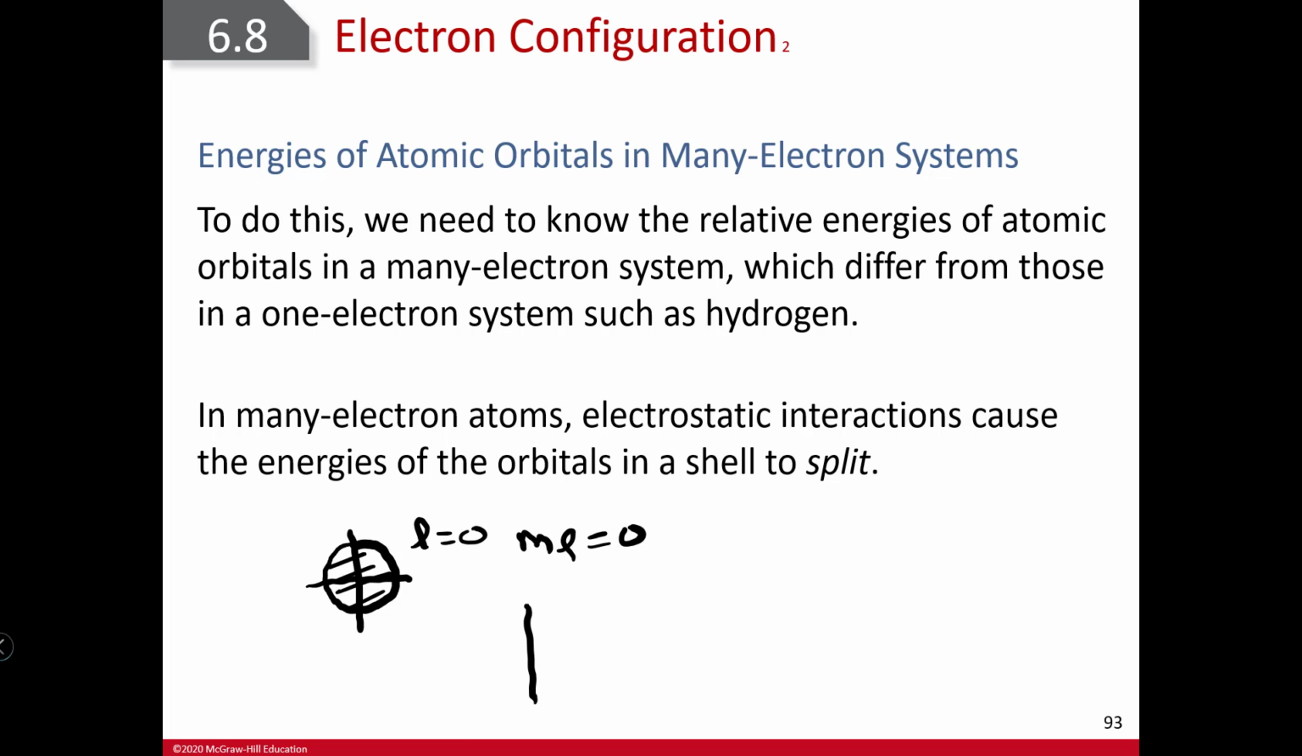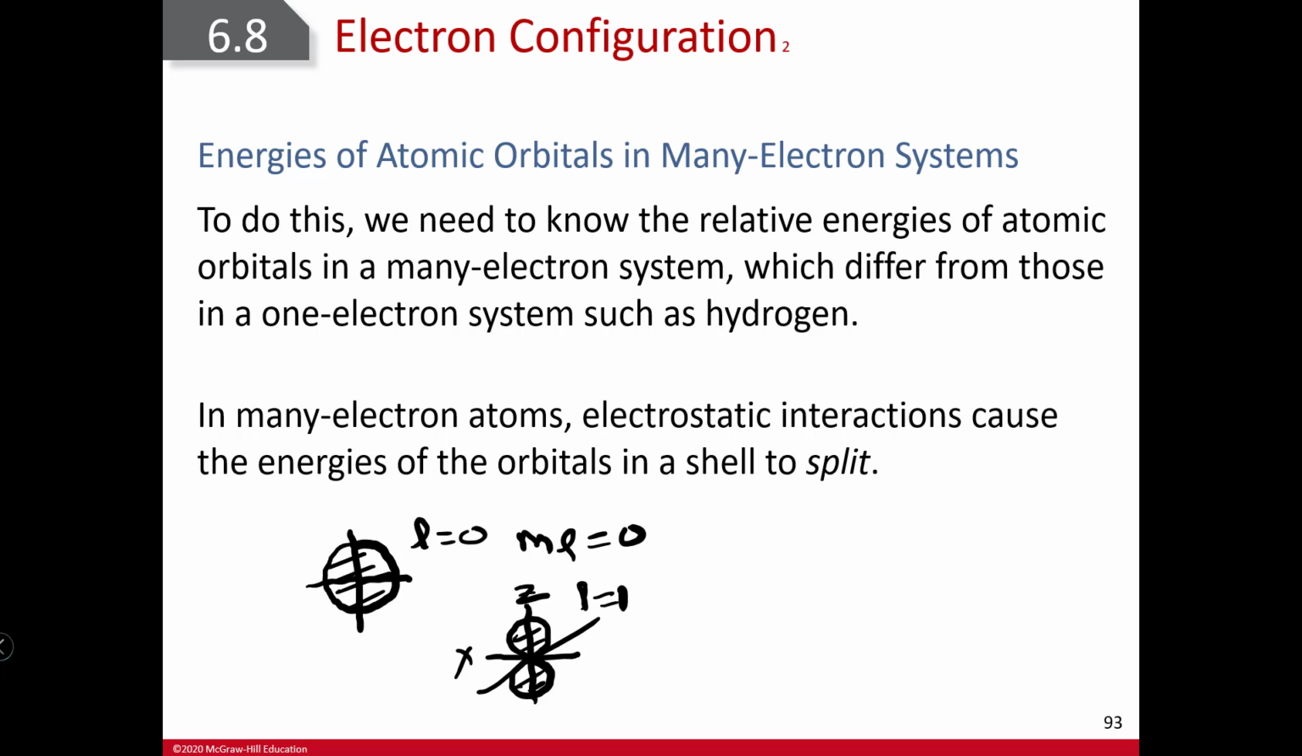But when I go to l equals 1, the probability shape is dumbbell shaped. And this dumbbell shape has direction to it. It's on the z-axis here. It's not on the x-axis. It's not on the y-axis. That would be coming out this way. But it does have direction to it, and that's l equals 1. The probability shape is a dumbbell.